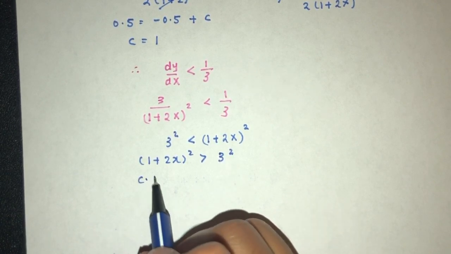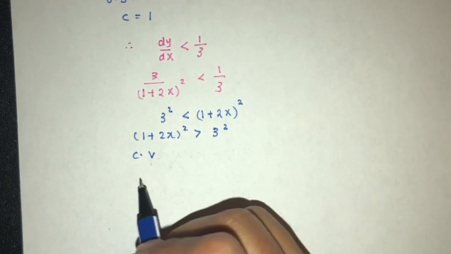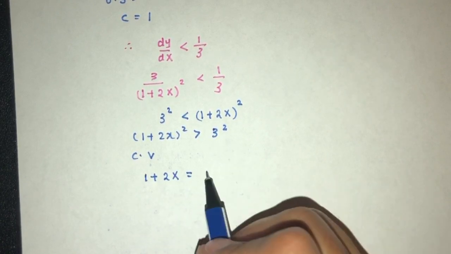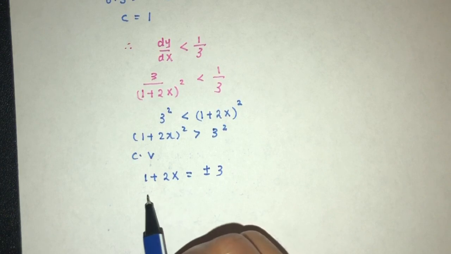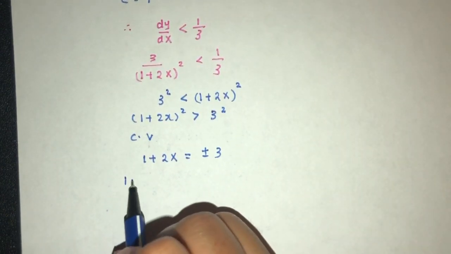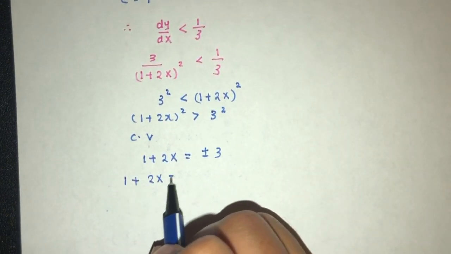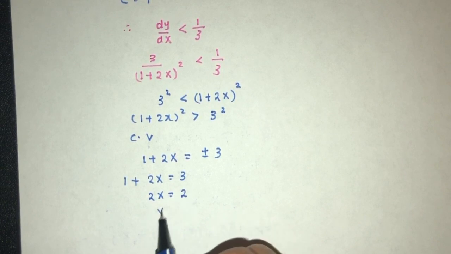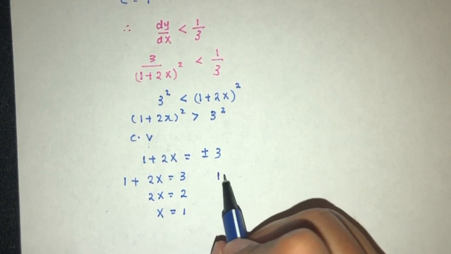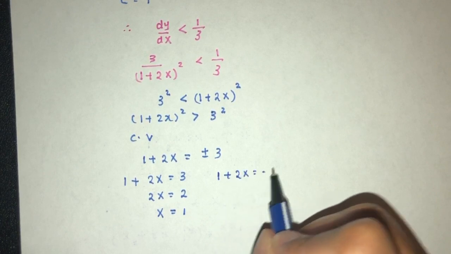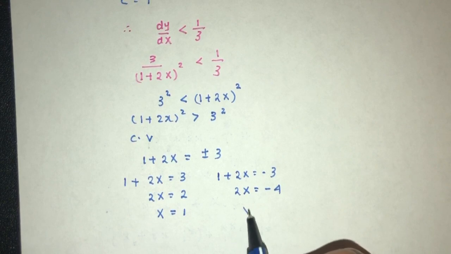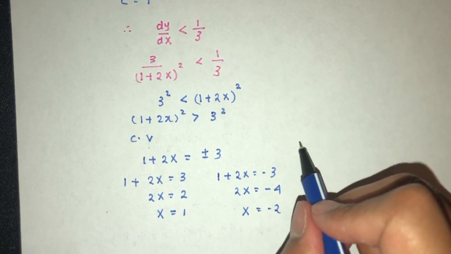Now we can find the critical values first, right? You will have 1 plus 2x is equal to plus minus 3. So you will have first value 1 plus 2x should be 3, 2x will be 2, x will be 1. Or you can have 1 plus 2x should be minus 3. So 2x should be minus 4. x will be minus 2.